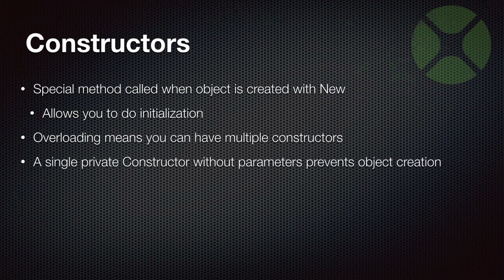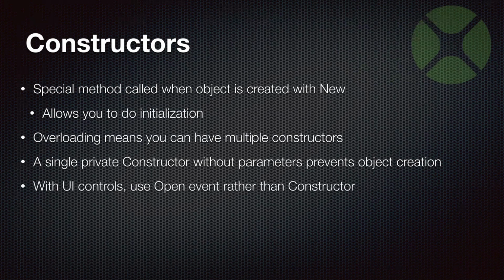And a cool little tip here, if you put a single private constructor that has no parameters on the class, that actually prevents the object from being created using new outside of itself. So that allows you to set up something called a factory pattern, where you can have a shared method, which we'll be talking about in a moment, that can actually create an instance and return it to you. So it gives you just a little bit more control over your object if you want it.